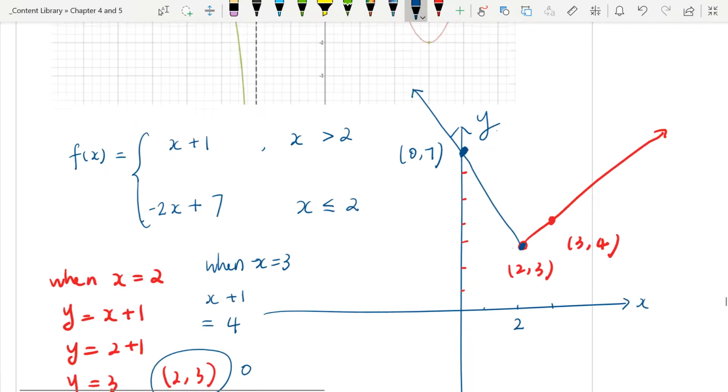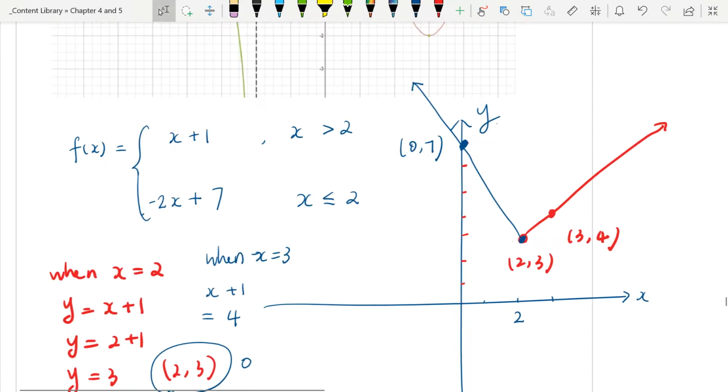So all the way there. So this is the shape of this graph. But the thing is, there's no jump. What I want to say, the difference between this graph and the graph we sketched before is there's no jump because the open circle and the closed circle are actually at the same place. So they overlap each other.